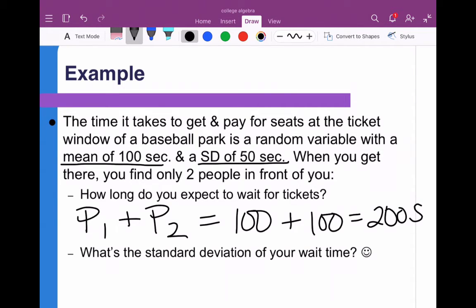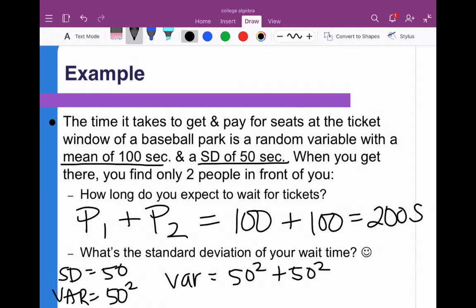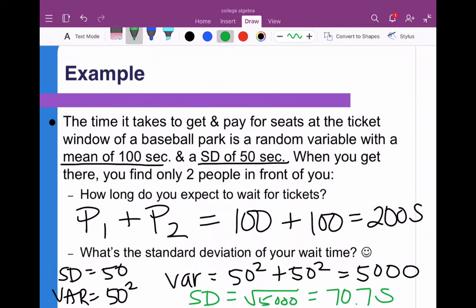In order to find the standard deviation, we actually can't add standard deviations together. We have to convert the standard deviation back to variance, add them, and then find the standard deviation again. If the standard deviation is 50, that means that the variance is 50 squared. So our variance would end up equaling 50 squared plus 50 squared. And this equals 5,000. Then, because we have the variance, we have to go back to standard deviation by taking the square root of the variance, which is 70.7 seconds.